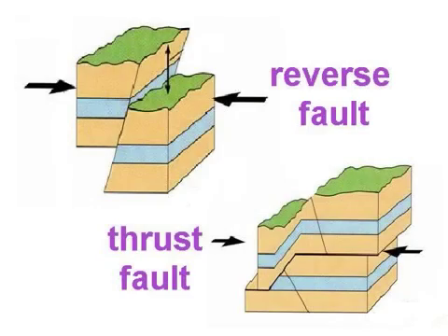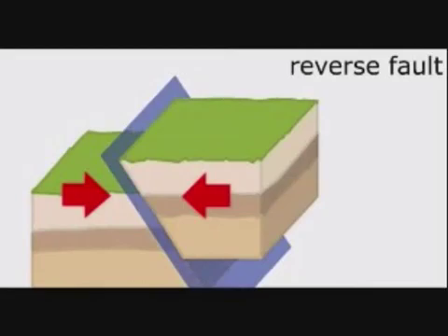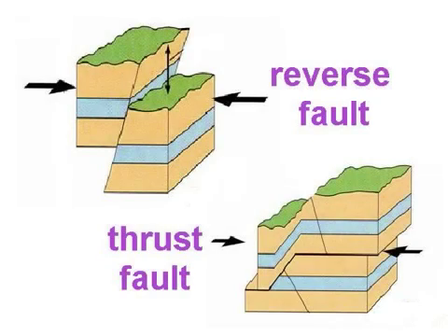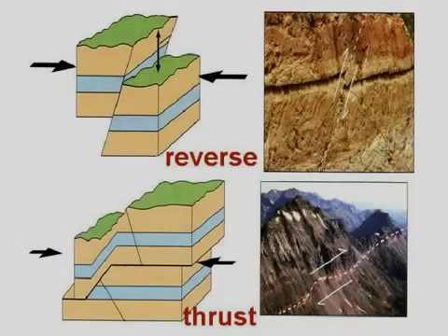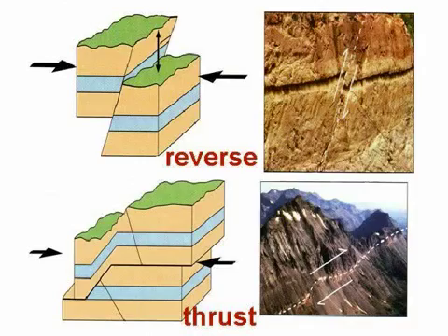Within reverse faults, we have two types. They are called reverse fault and thrust fault. The only difference between these two kinds of reverse faults is the dip angles. The high angle, greater than 30 degrees, is called a reverse fault, and a low angle, less than 30 degrees, is called a thrust fault. Some low-angle thrust faults can literally be zero, which is what you see here.